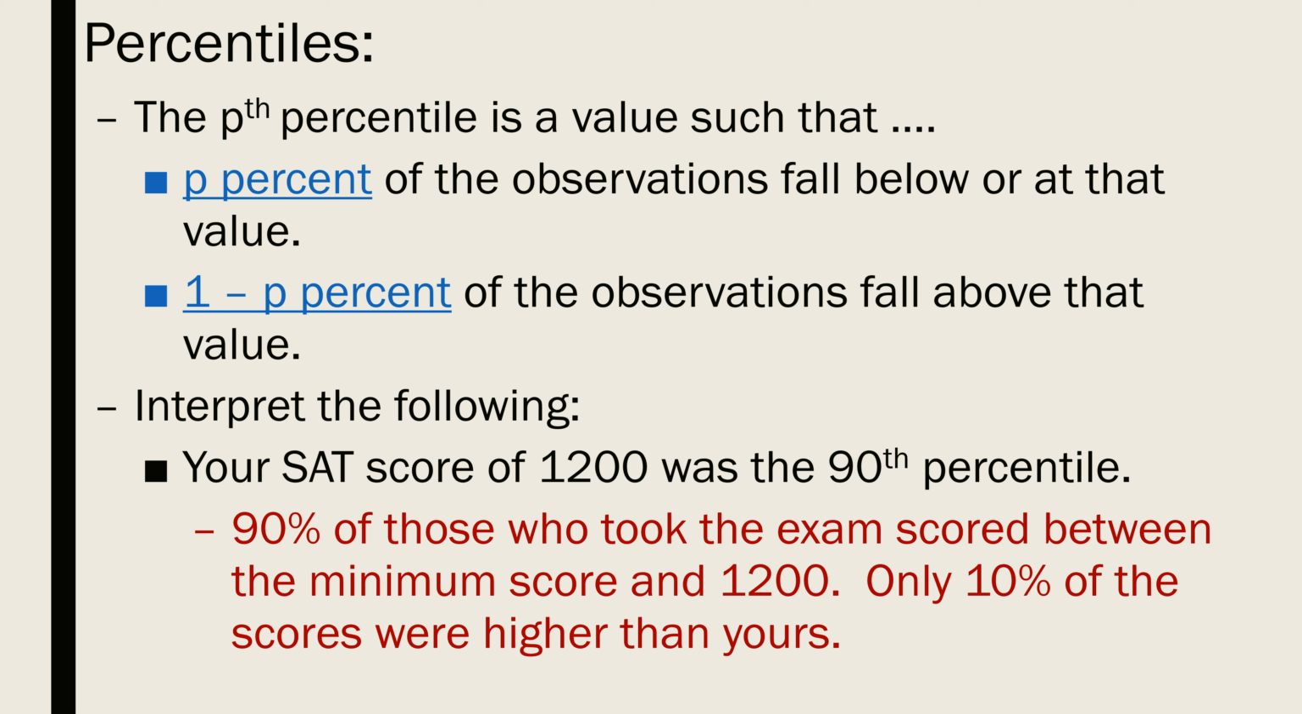You may have received your score report from SAT that says your SAT score of 1200 was the 90th percentile. This sentence actually means 90% of those who took the exam scored between the minimum score and 1200. Only 10% of the scores were higher than yours.